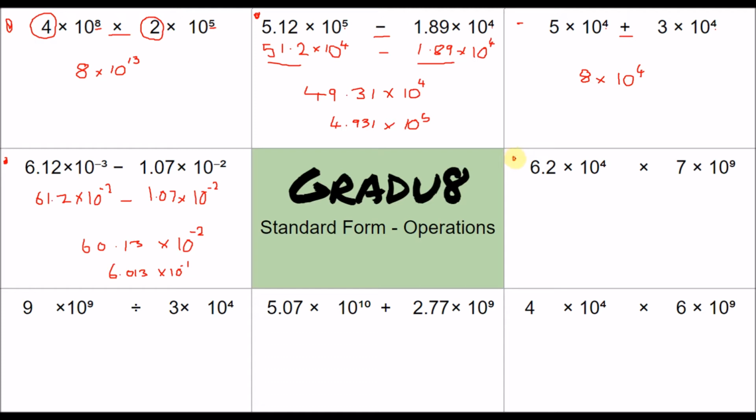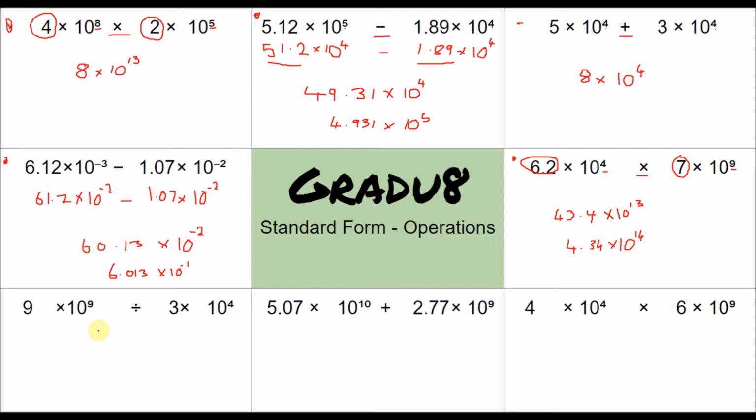So moving on to this one over here, I've got a multiply. So remember, when you've got a multiply, you're going to do 6.12 times 7. Okay, so that gives us 43.4, and that's going to be times by 10. Now I've got a 4 here and a 9 here, and I add those together and I get 13. So that's relatively simple. Is that my final answer? It's not, because I've got 43, so I need 4.34 times 10 to the power of 14.